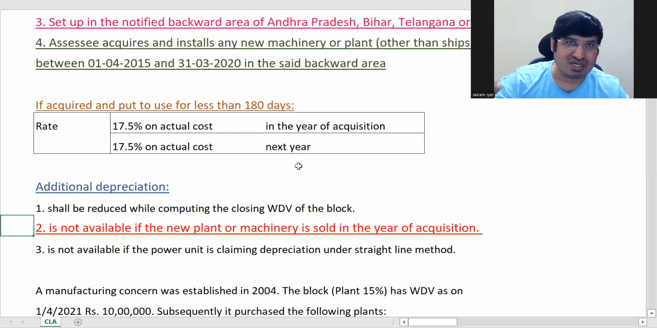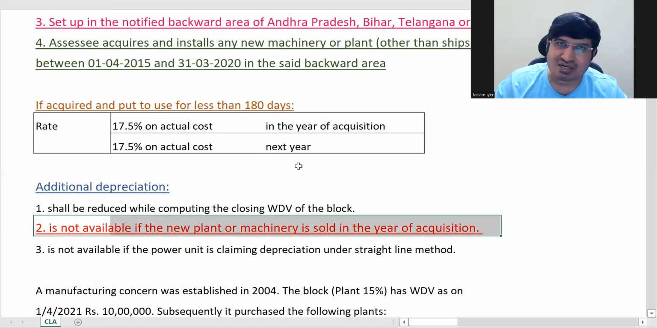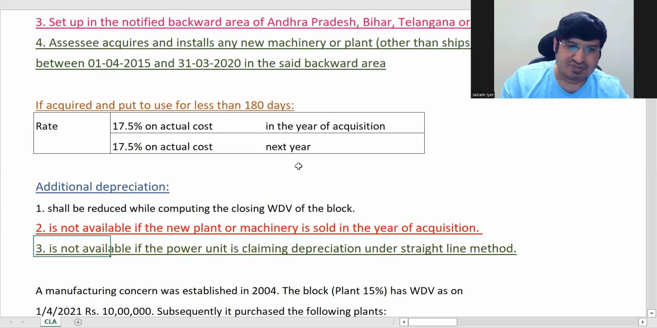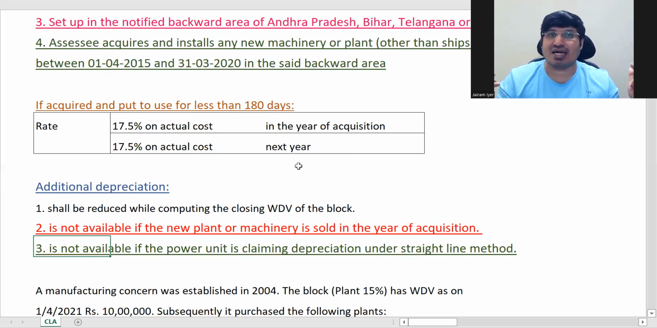Okay, सीधा उसका sales value चले जाएगा. So this holds good for other things also, not just for additional depreciation. Okay, and third, एक और important thing is it is not available if the power unit is claiming depreciation under straight line method. For straight line method you will not get additional depreciation. Remember that. ठीक है, बहुत सारे points हैं, याद रखना है.